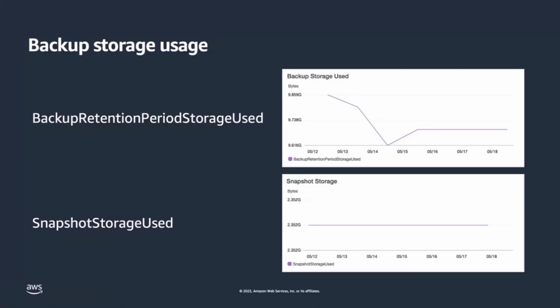The snapshot storage used metric is the amount of storage used for storing manual snapshots beyond the backup retention period. All right, so using that 6-day retention period example, if I need to store snapshots maybe for 6 months, those are going to be anything past that 6 days. Those are going to be incurring charge based on this snapshot storage used metric.